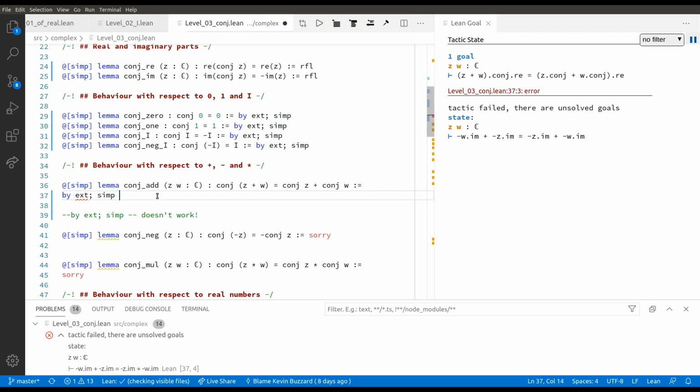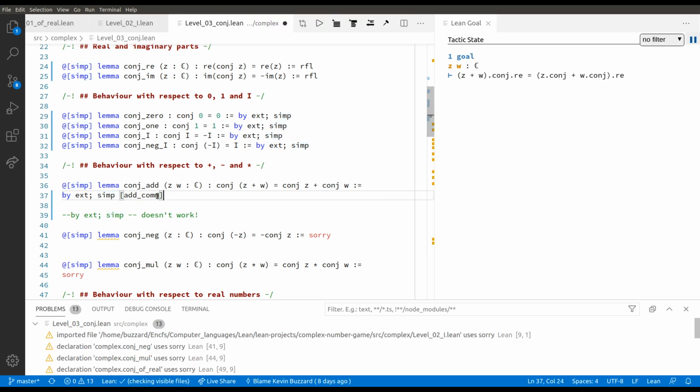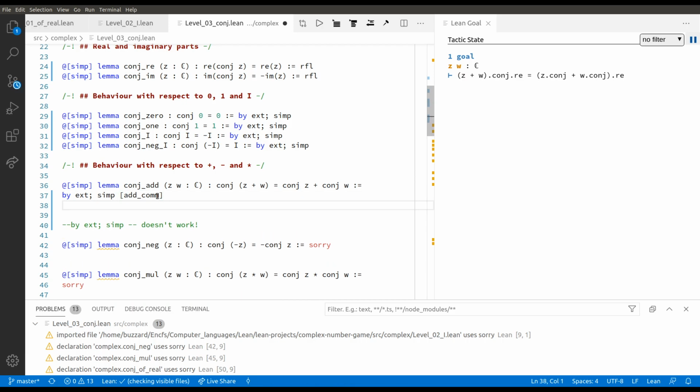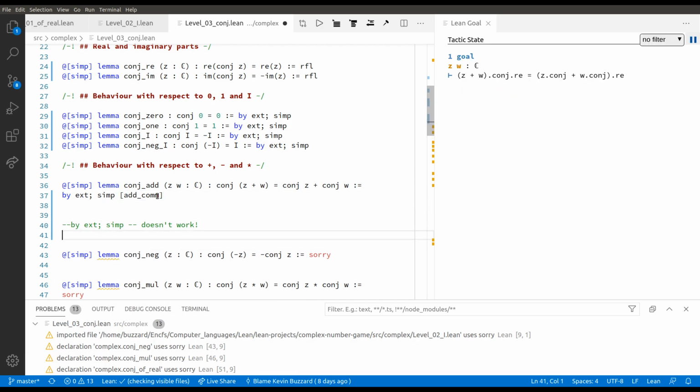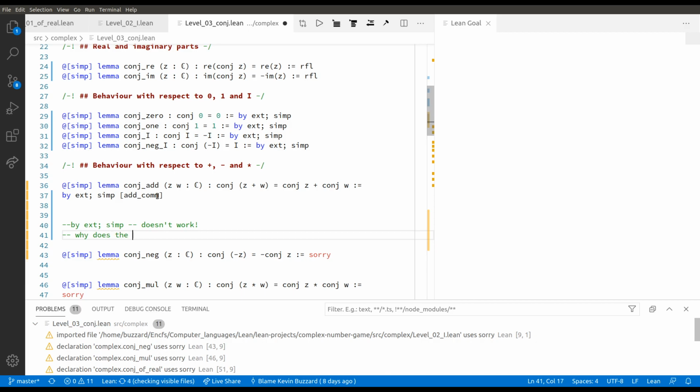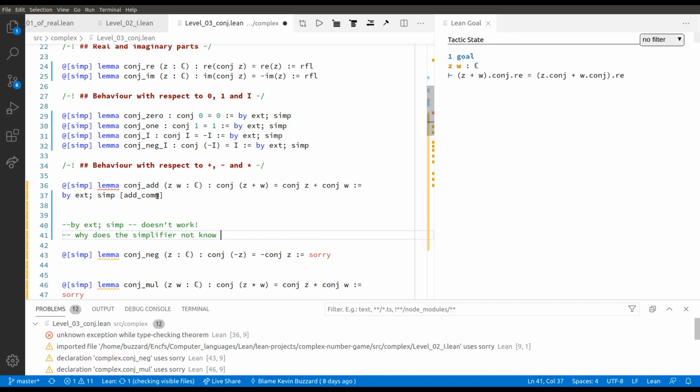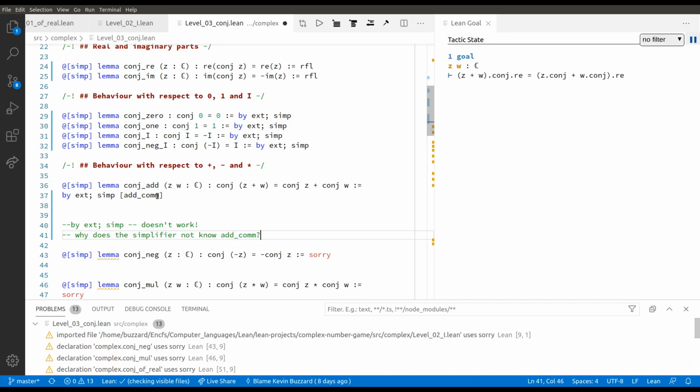So we should tell the simplifier add_comm. You might be wondering why the simplifier does not know add_comm, because that seems like a pretty simple thing. Maybe we should teach the simplifier, but we can't.